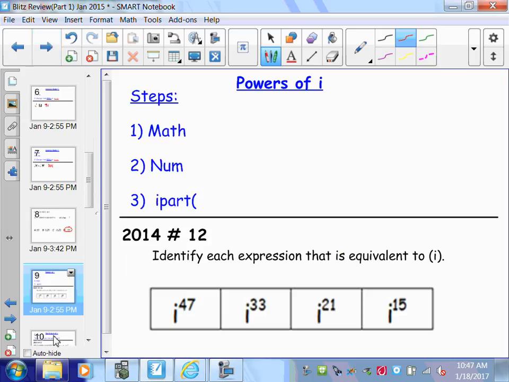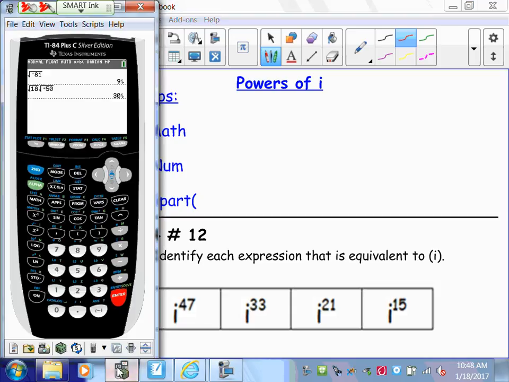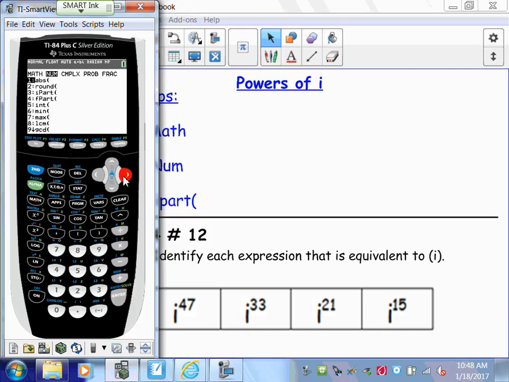So just as a reminder, if you hit math, num, I part, it will simplify all those I problems for you. So again, math. Go over to num, and then I part is choice number 3. Where's the I button? Second decimal is I. So the first one is negative I.